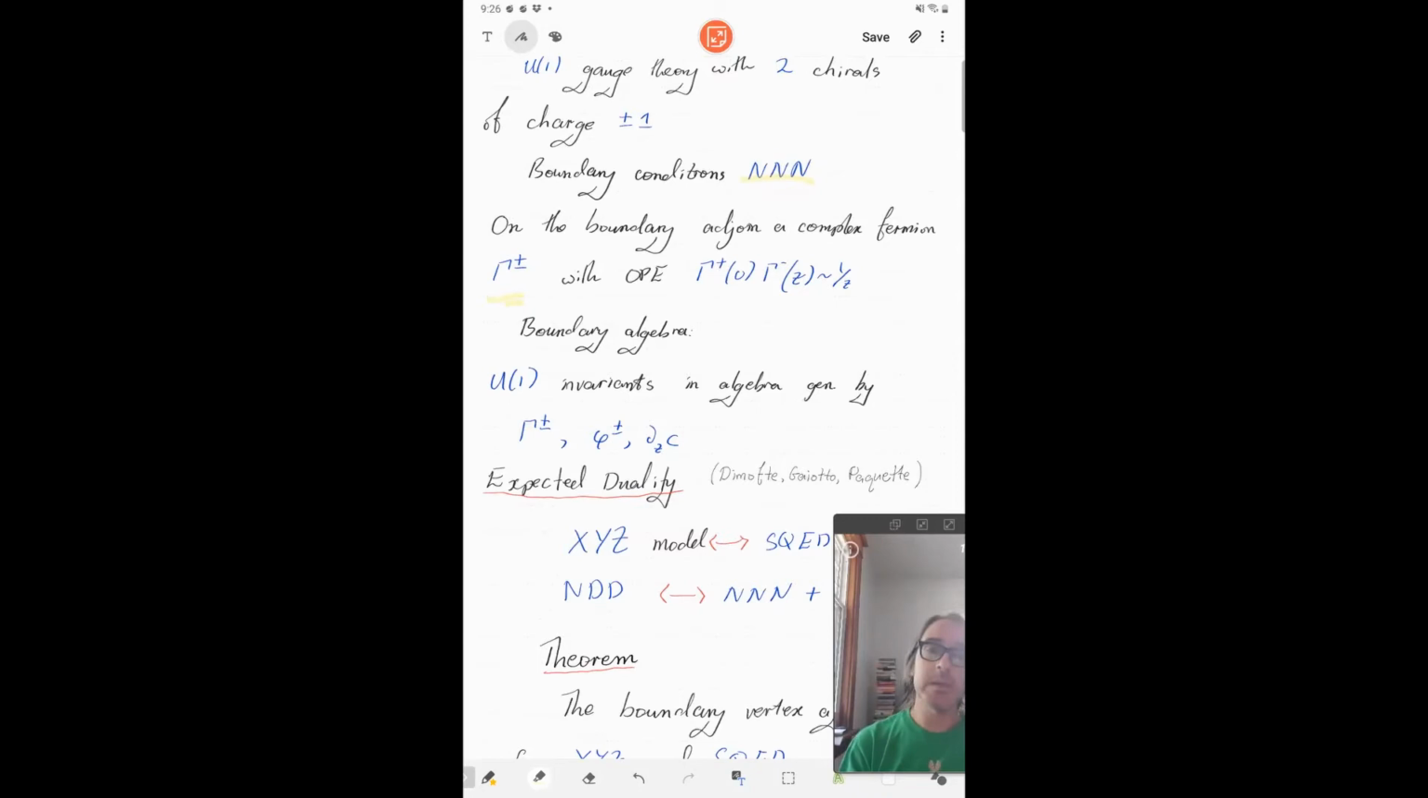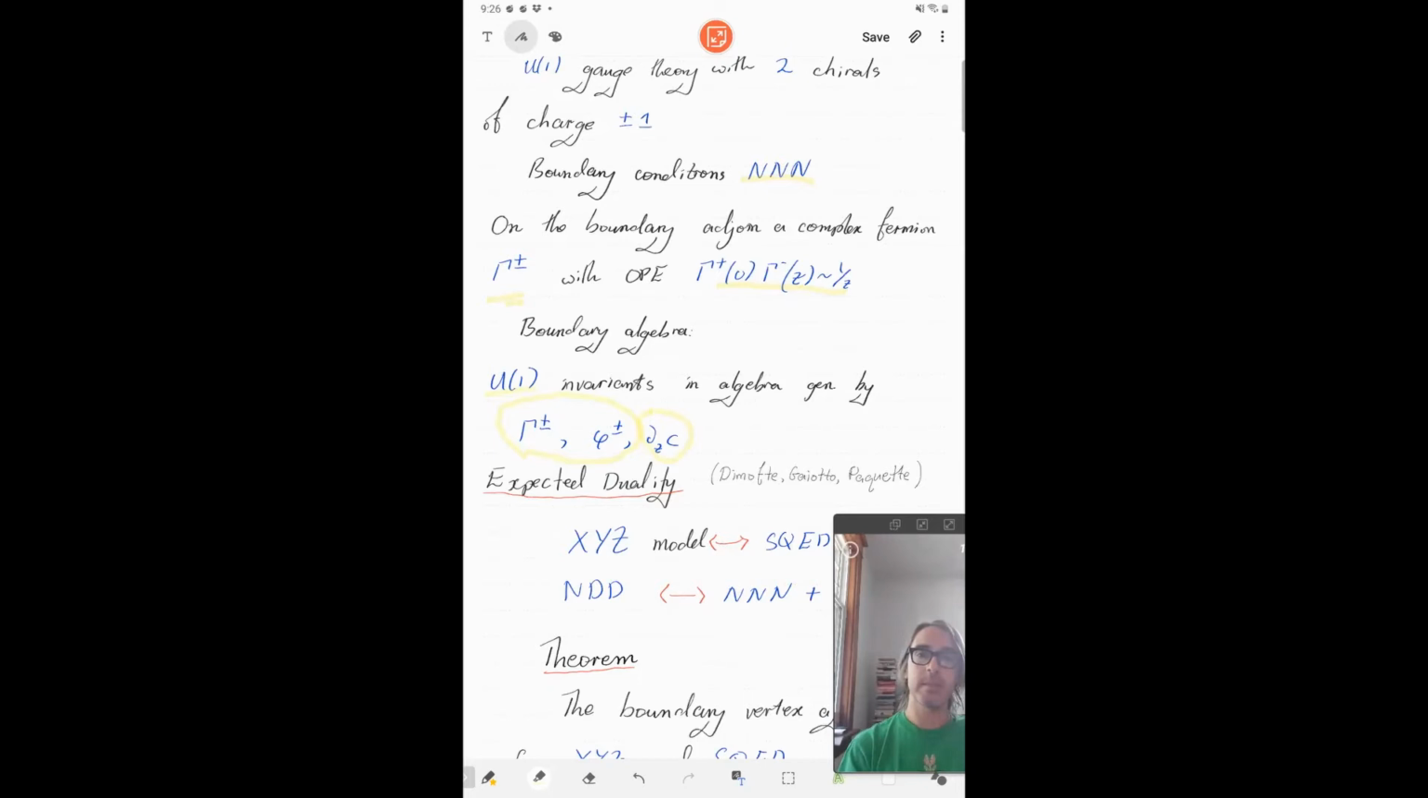So what's the boundary algebra? As we said, we take the matter part, generated by gamma plus or minus and phi plus or minus. Then I adjoin the derivative of the ghost, and then I take the U(1) invariance.